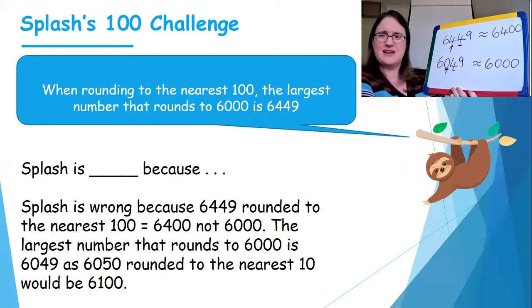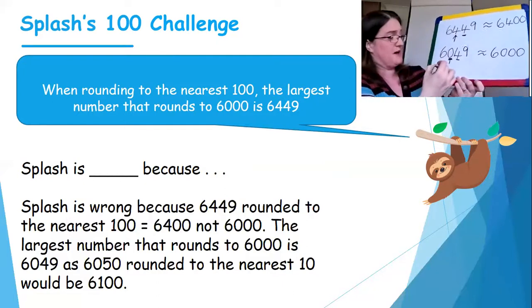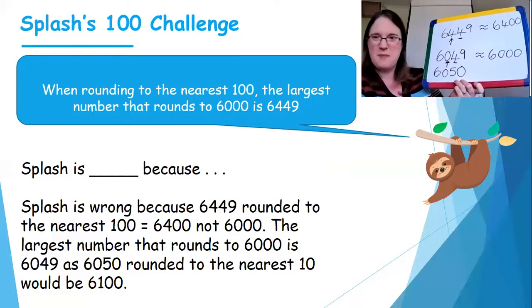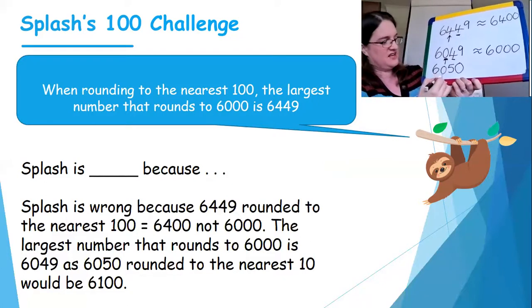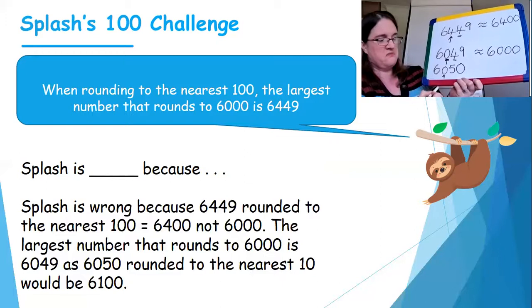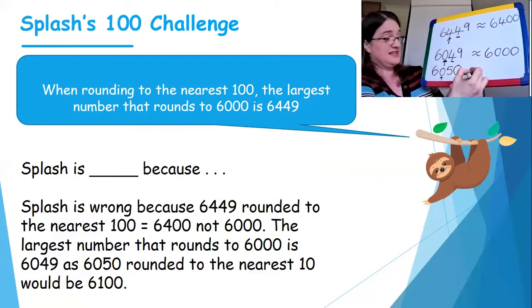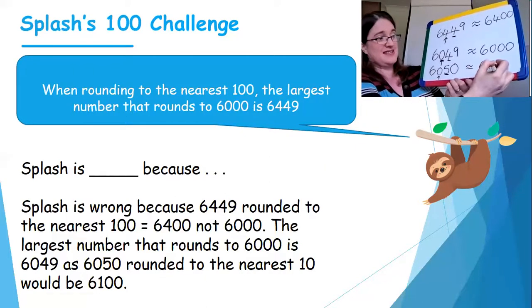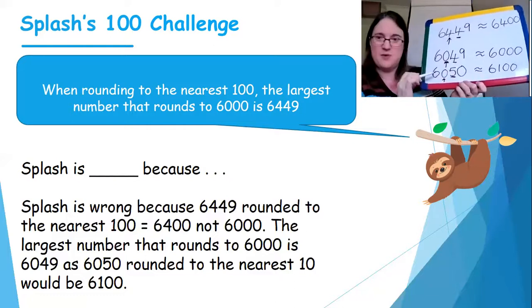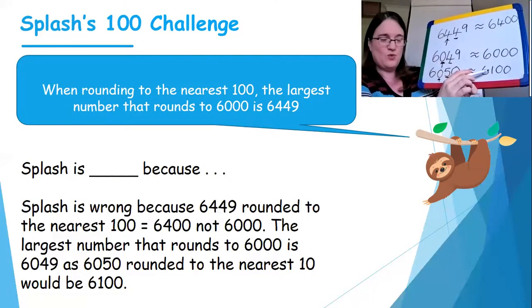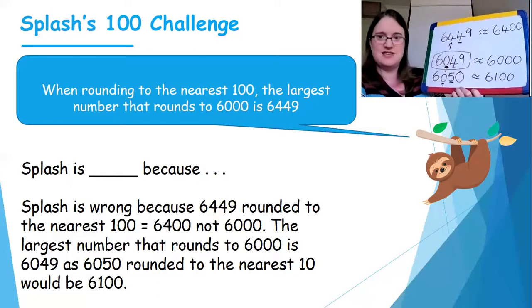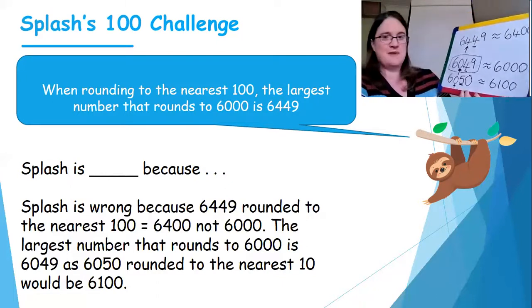Then I thought, well, can I get bigger? Because he wanted the largest number. So I went 6,050, because that's one bigger than the number I'd thought of. And I had to look at this. I looked at this hundreds and I thought, what's it going to do? Is it going to stay the same? Is it going to go up? And I thought, no, it's going to go up because it's a 5 after it here. So that's going to become 6,100. So if this number, which is one bigger, goes to 6,100, this must be the biggest number that rounds to 6,000.